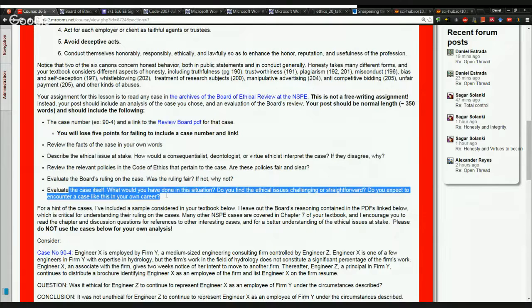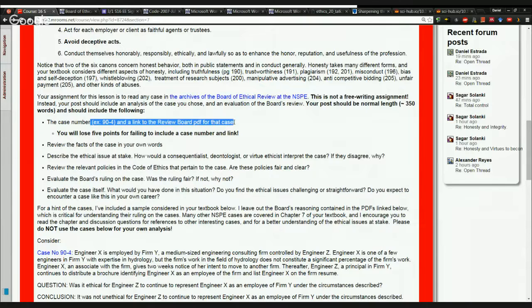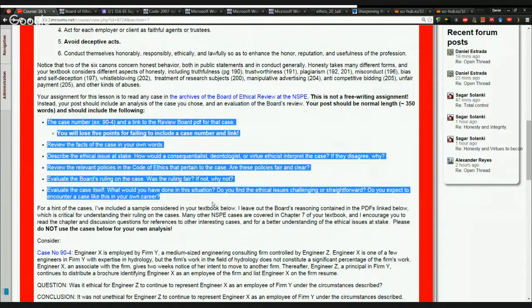Be thinking about this case in terms of your own career. What would you do in a similar situation? If you were in that situation, would you find the issues challenging? Would you find it difficult to do the right thing? That kind of stuff. So still just talk about the ethics. There's nothing in particular that I'm looking for apart from the case number and a link to the case. Part of the point here is to look at a bunch of these cases.